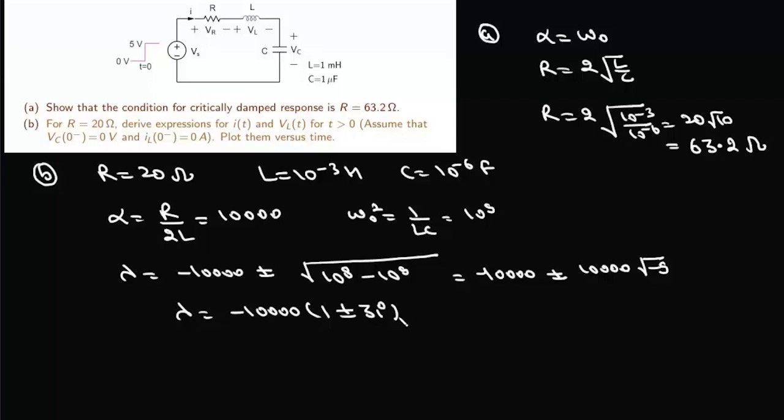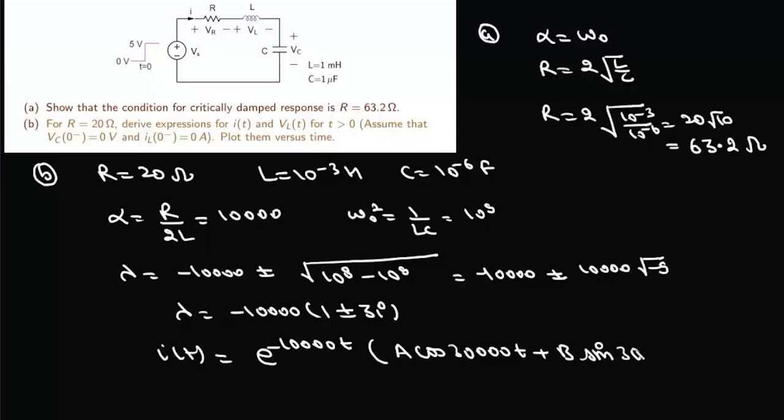3 iota. So basically, I as a function of t will be e to the power minus 10,000 t a cos 30,000 t plus b sin 30,000 t. So that is the expression for I(t). Now we need to find the value of A and B.